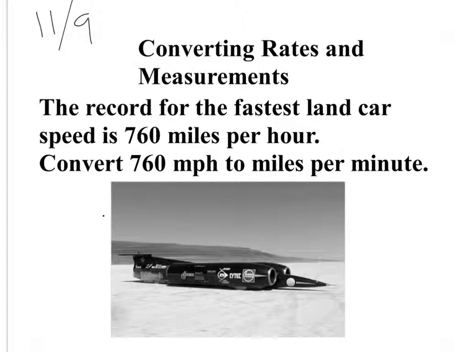Now this is just a conversion, which I'm going to show you. We're going to use dimensional analysis to do that, and it's just multiplying by conversion rates. Here we go. The first thing you do is write what they give you, which is 760 miles per hour. So the per is the line, and then you write hour. Write the units. It is imperative that you write the units.